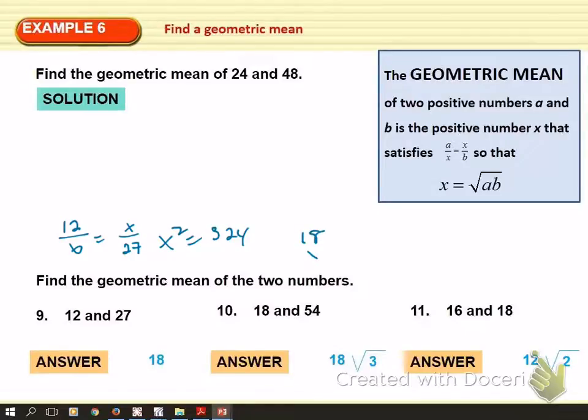Same thing for number 10. 18 to x has to be equal to x to 54. Cross multiply and solve. Then you need to set up 16 to x and set that equal to x to 18. Cross multiply and solve, and then reduce your radical. Again, if you need some help with that, come in and see me, and we'll get it figured out.